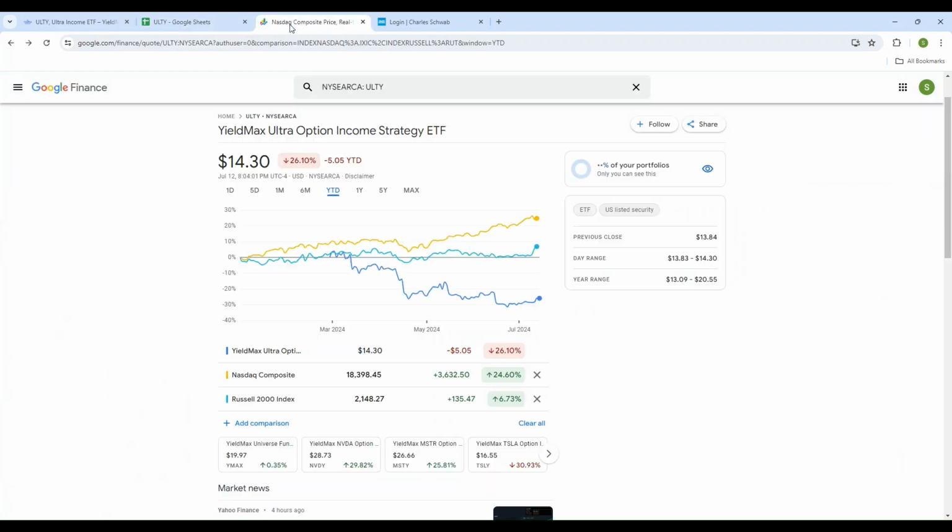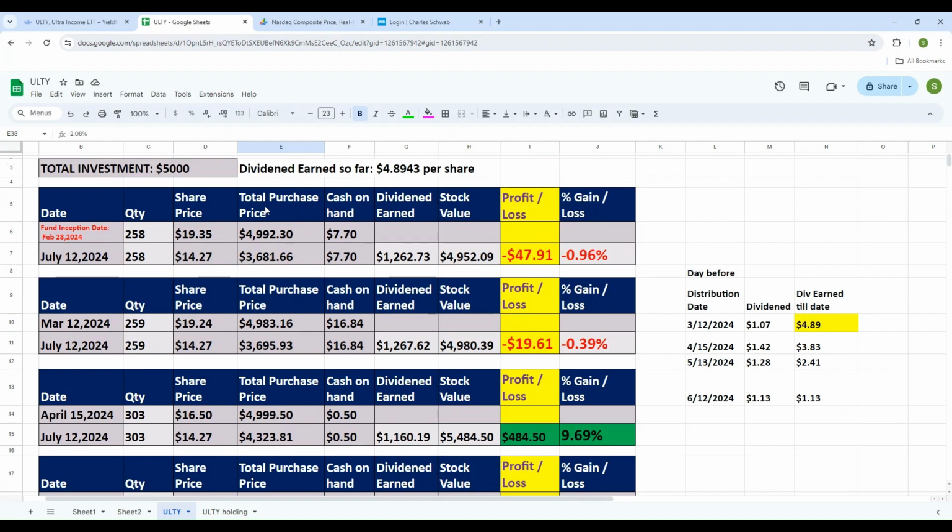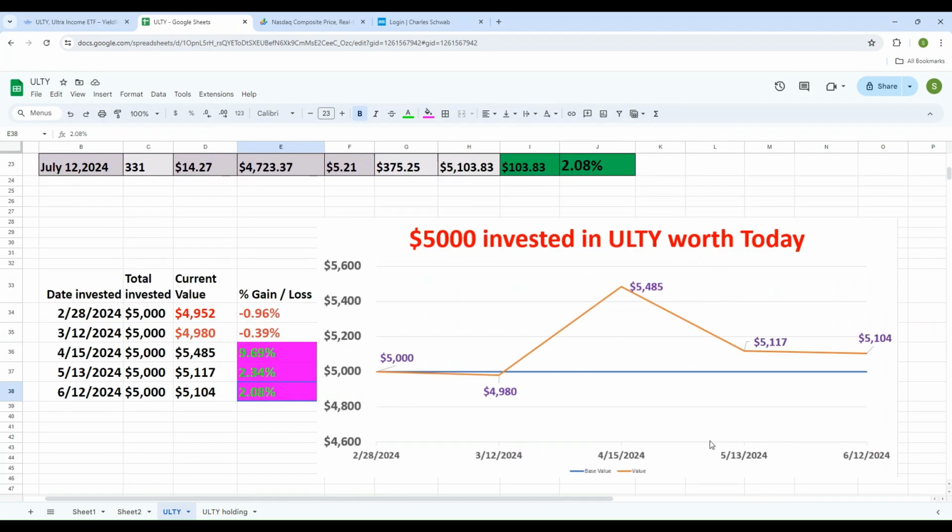At the same time, if you would have put the money into the NASDAQ and Russell, the return on your investment would have been great. So you make your own decision. All I do is provide information. So I provide the detailed mathematical analysis over here for you to look at and make your own decision.